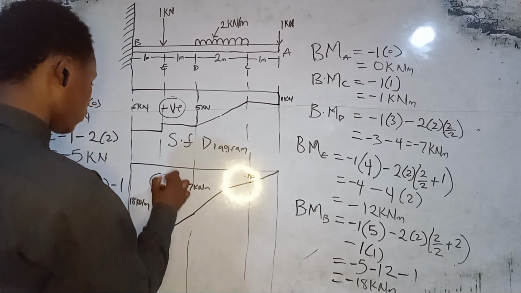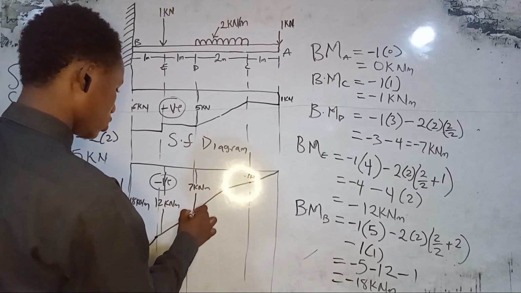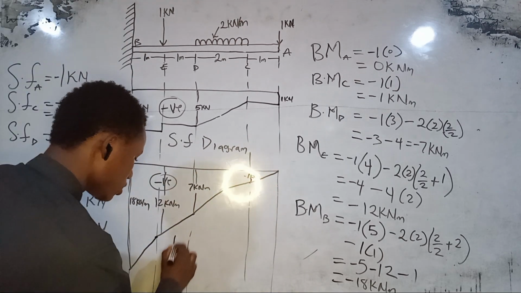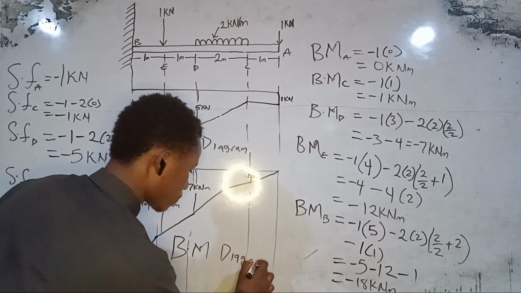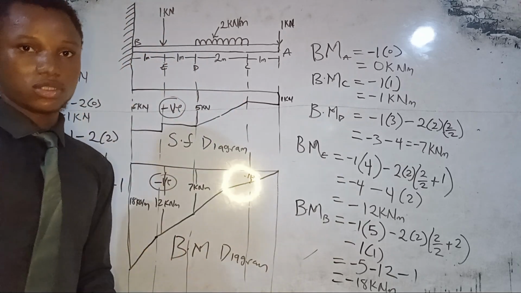This 12 is the distance from here to here. This one is the distance from here to here. This is the distance from here to here, like that. So this is the bending moment diagram. This is the bending moment diagram and the shear force diagram for the load right here.